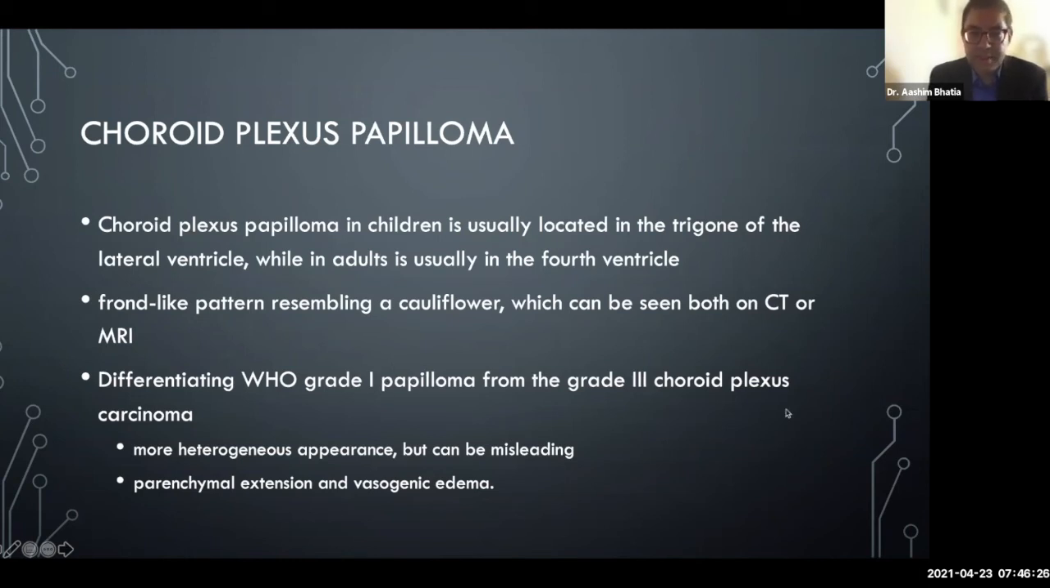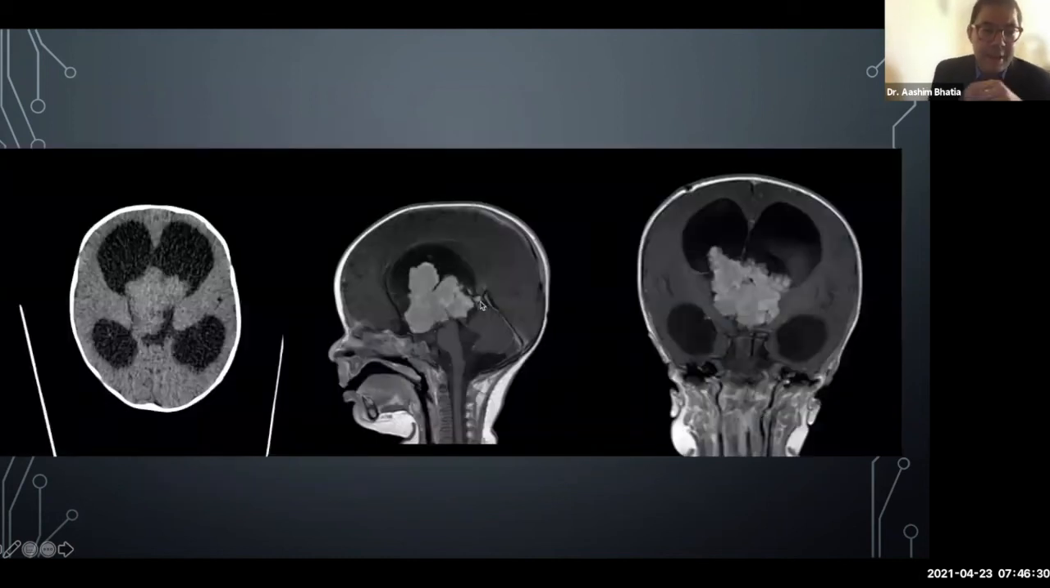So this will be just Arabic numbers when you see the changes. And if you look at the choroid plexus papilloma, you're going to get a very classic imaging finding. You're going to get this cauliflower or frond-like enhancement pattern. And that's what you're seeing in this case.